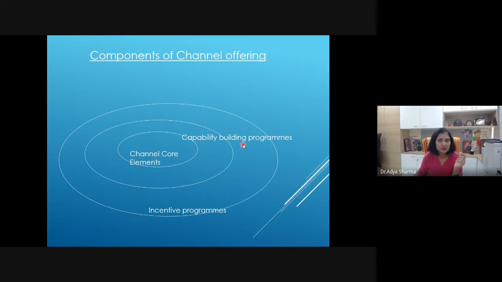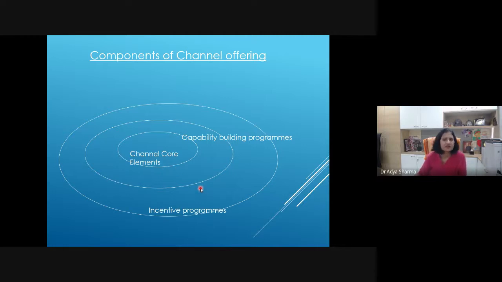So what are capability building programs? A lot of good companies today, whether it is Unilever or Procter & Gamble, what are they doing? They're training the salespeople or the teams of their channel members. They are helping them upgrade their skills. Why? You would ask, why would they do it? Well, they're doing it because when those channel members' teams' skills are upgraded, when they're in tune with the latest, it affects their sales also. So a lot of companies are now investing in capability building programs of their channel members.